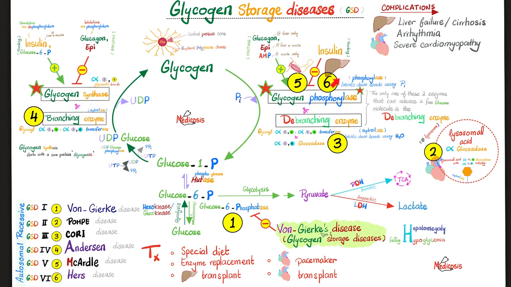So you get hepatomegaly and fasting hypoglycemia. Complications of all of these glycogen storage diseases include liver failure and cirrhosis, arrhythmia and cardiomyopathy, as well as muscle weakness and muscle destruction. How can we diagnose? You can look for the abnormal gene on its corresponding chromosome, and you can measure the level of the enzyme. It will be lacking. For example, Von-Gierke disease will have very low levels of glucose 6-phosphatase.